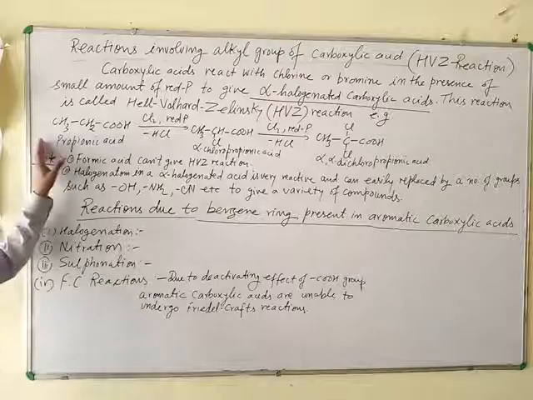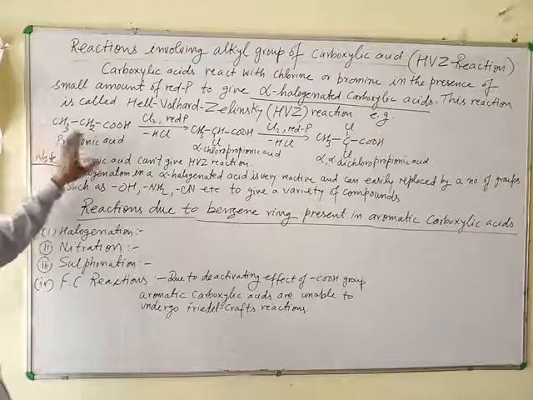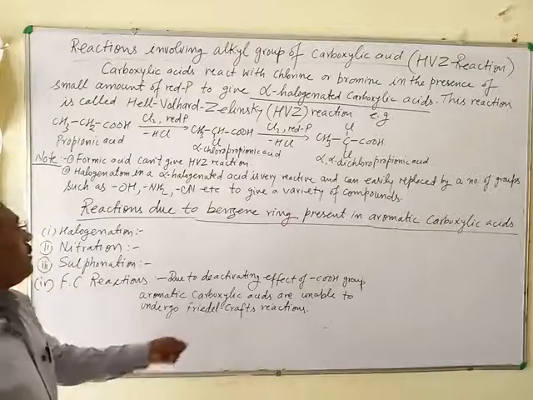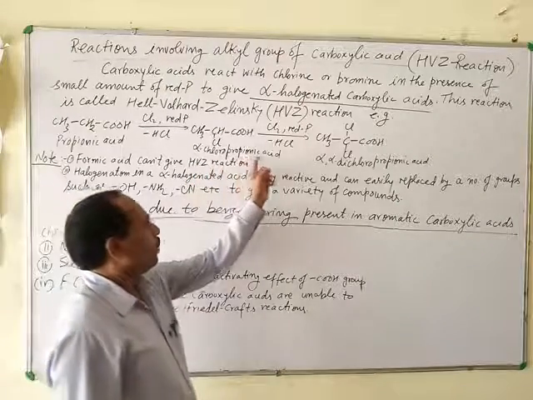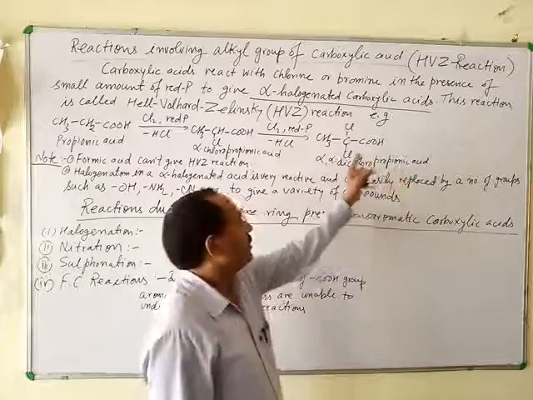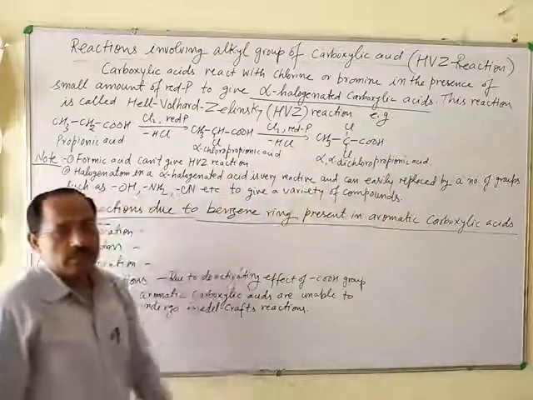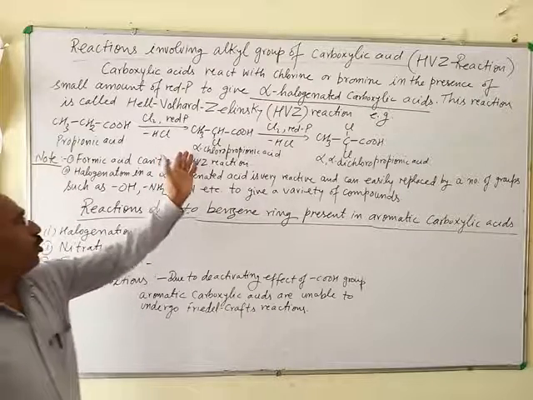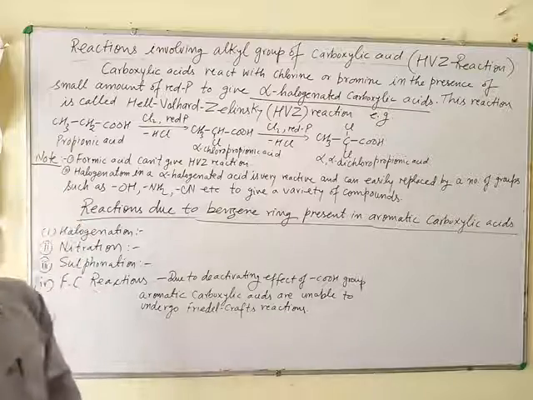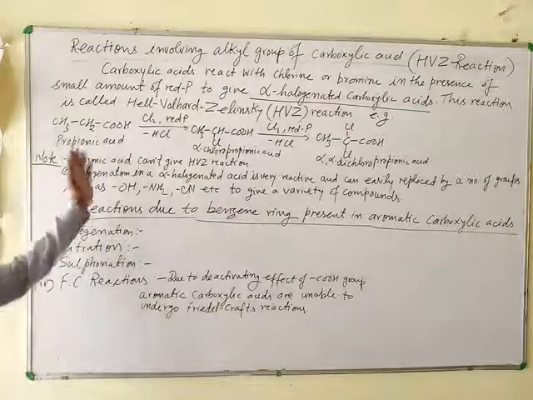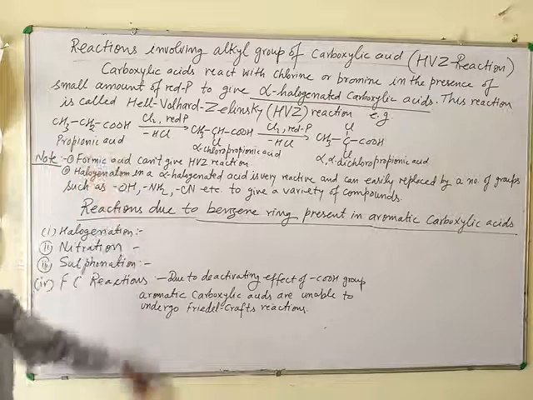For example, when propionic acid is treated with chlorine in presence of red phosphorus, we get alpha chloropropionic acid and alpha alpha dichloropropionic acid. Means substitution takes place only at alpha position, and monochloro and dichloro derivatives of carboxylic acid are obtained. This reaction is called HVZ reaction.